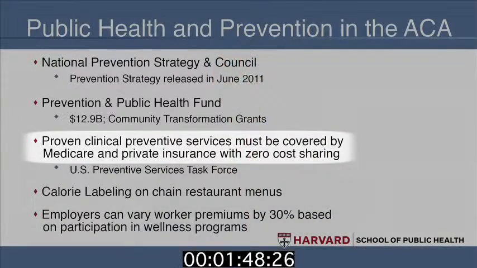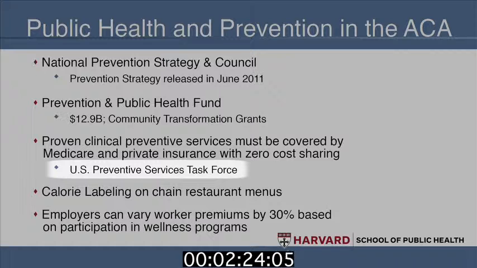Something else in the ACA around prevention and public health is, and you may know this or you may not, but beginning in 2010, all health insurance policies in the United States, in Medicare and private health insurance, have to provide to enrollees access to evidence-based clinical preventive services with zero cost sharing. What are clinical preventive services? Well, you may have heard of mammographies, you may have heard of prostate cancer screening, you may have heard of tobacco counseling. There's a host of them now, and who decides what's proven and what's not?